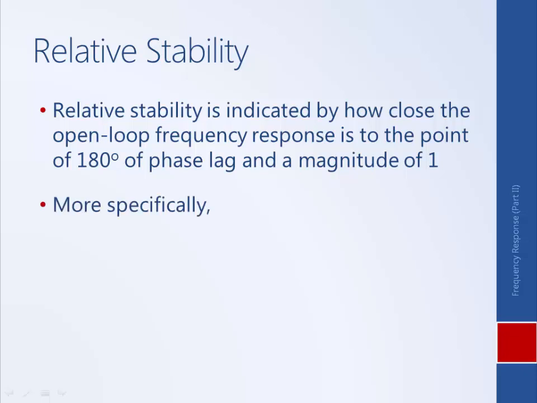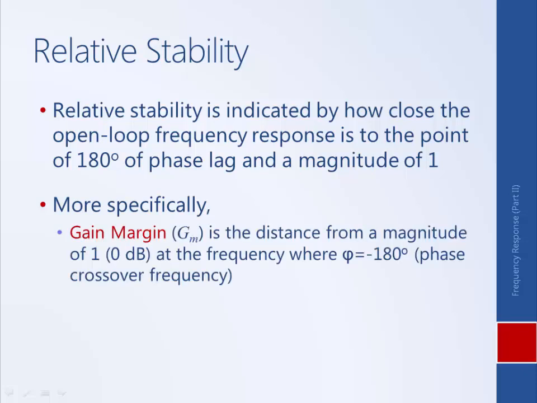Specifically, we're going to break this notion of relative stability down into two quantities. One quantity we'll call the gain margin, which is how far away the system is from the point of amplification. So how far away is the magnitude plot from the point at which we go from attenuation to amplification, that being a scaling of 1, at the frequency where we're 180 degrees out of phase. So when we're 180 degrees out of phase, how much gain can we increase before we start to amplify?